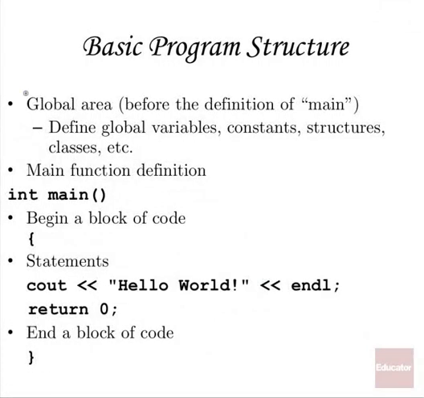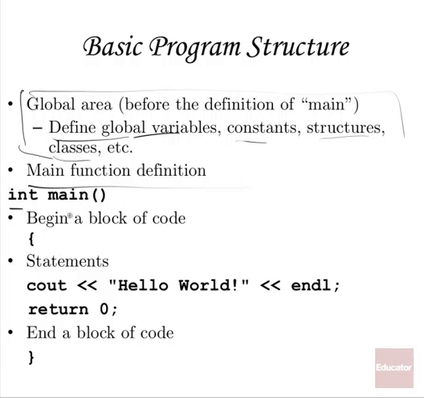Now, your global area basically is everything that's before the main function. That's where you can define your global variables, your constants, structures, classes, etc. Where you bring in your include files, which will be defining global variables, constants, structures, classes, etc. And then you have finally your main function definition.